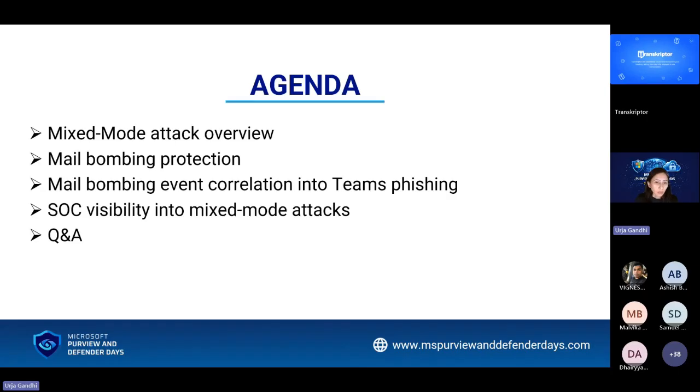Because this is a hybrid attack, very much oriented with different systems where the attack takes place, we'll look at how a mail bombing event actually correlates into Teams phishing activity, and how it plays out in a complex attack vector landscape. Then we'll talk about the SOC visibility into mixed mode attacks, the reports, etc. that you will see. And I'll have some time at the end for Q&A.